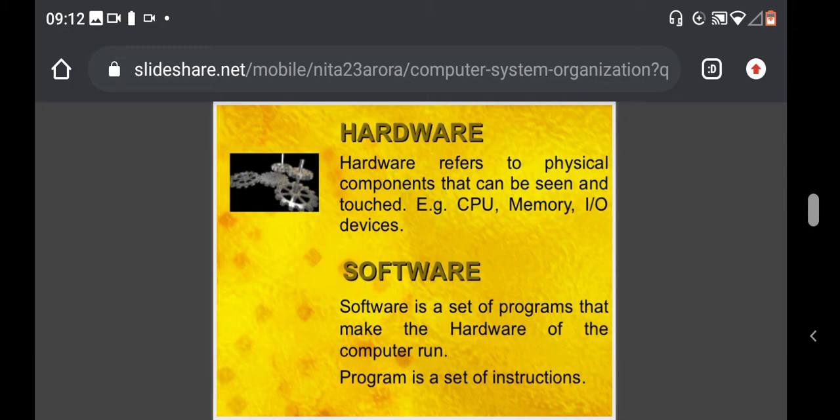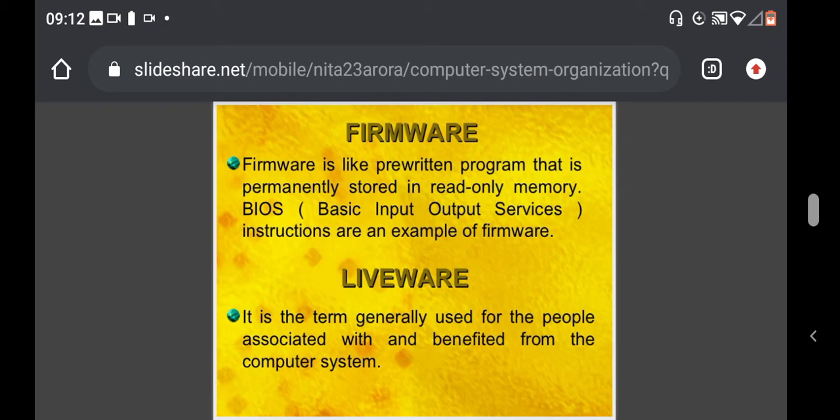So the two types of elements of a computer are the hardware and the software. So this is actually very self-explanatory. It refers to the physical components of the computer. So example, CPU, memory, and input and output devices. For the software, we have the programs that are installed in your computer. So these are sets of instructions. A firmware is a pre-written program that is permanently stored in read-only memory. BIOS or basic input-output system instructions are an example of firmware. Liveware is the term generally used for the people associated with and benefited from the computer system.